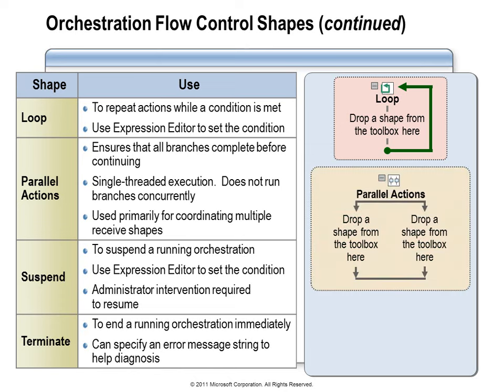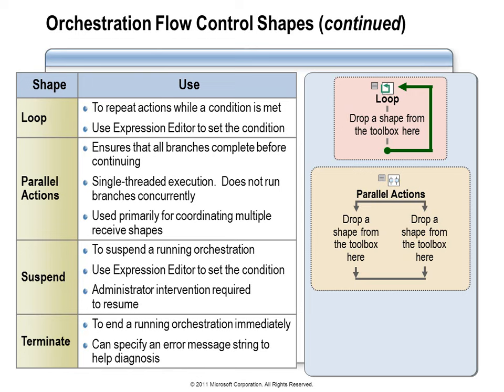Up next on the list is the parallel actions shape. Now the name of this shape would lead you to believe that all of the branches execute simultaneously. But alas, that is not the case. Each orchestration executes on a single thread, and that includes the parallel actions shape. In fact, you can even slow down your orchestration by overusing parallel action shapes because the orchestration needs to stop and save its state as it reaches the end of each branch. Well, what's it good for then?